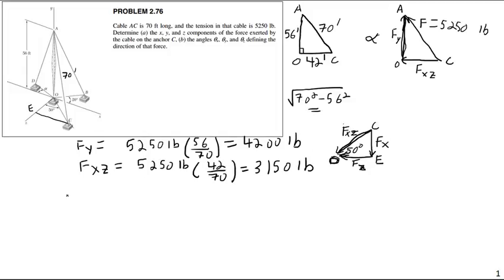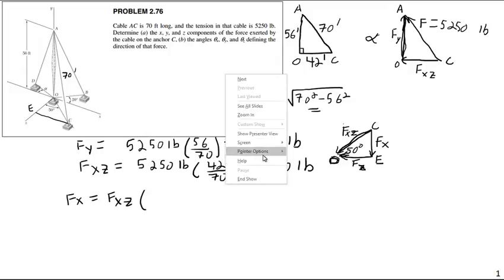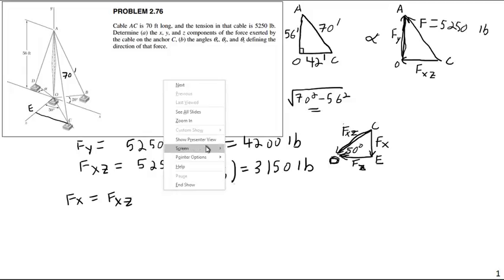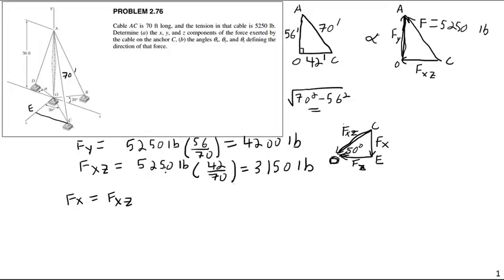So then I can simply say Fx is Fxz times, let's see, well, I'm not going to use parentheses, I'm just going to use the cosine, or actually in this case the sine, times the sine of 50 degrees equals 3,150 times the sine of 50 degrees equals 2,413.